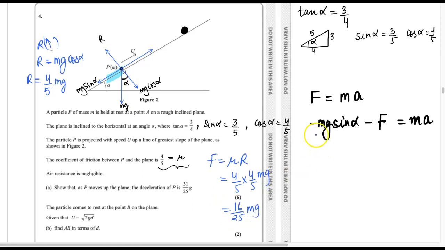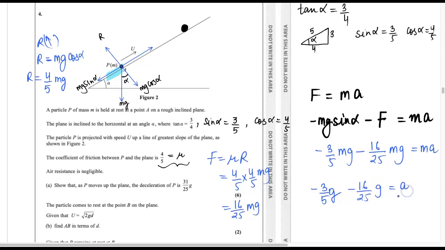Okay, now let's substitute all the values. Sin alpha is 3/5, so minus 3/5 of mg minus 16/25 of mg, that is equal to ma. We can divide by m, so we're going to be getting minus 3/5 of g, minus 16/25 of g, that is equal to a.